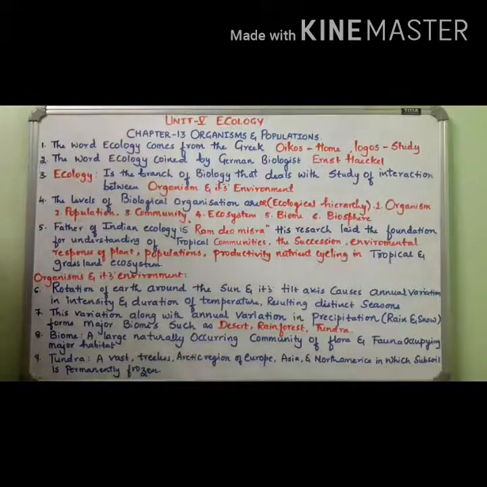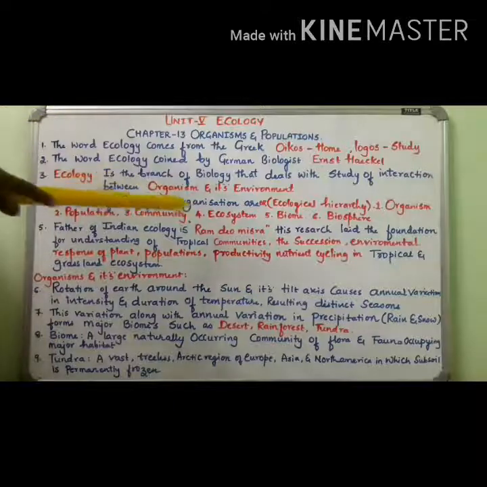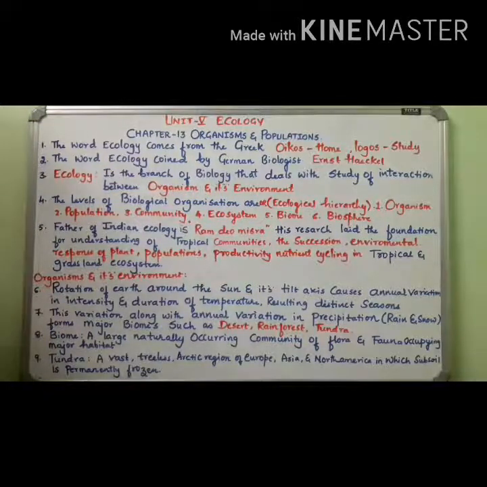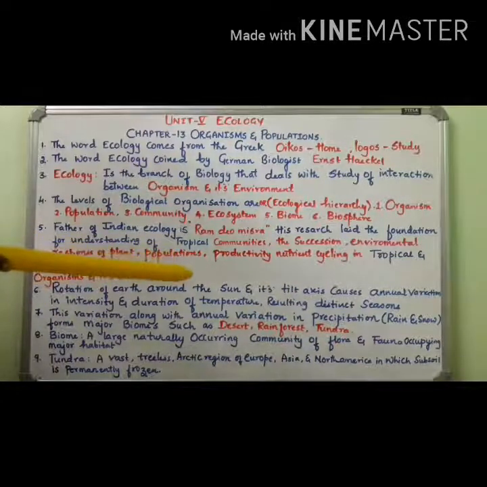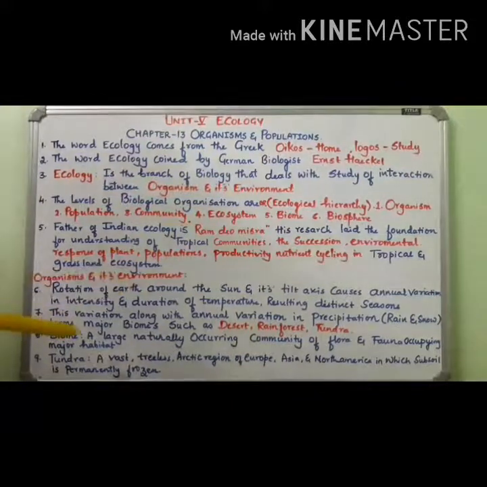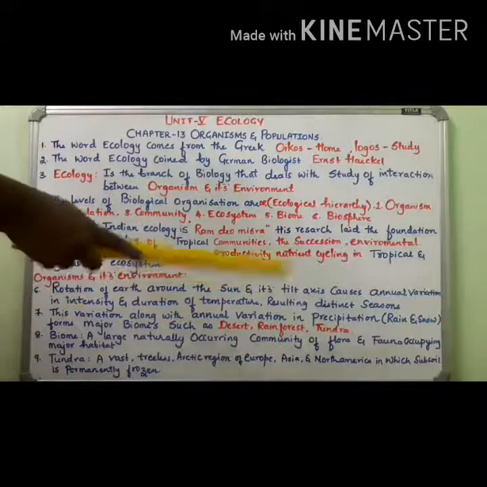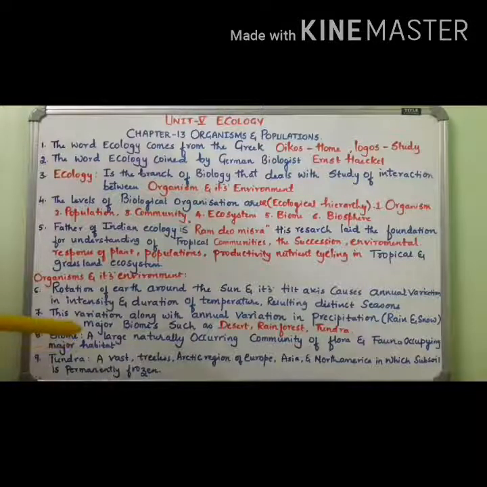Then ecosystem. Ecosystem is the structural and functional unit of the biosphere. It can also be defined as the interaction between abiotic and biotic components with respect to energy flow in trophic levels. That is what we call an ecosystem. Then biome. Biome is a large naturally occurring community of flora and fauna occupying a major habitat.